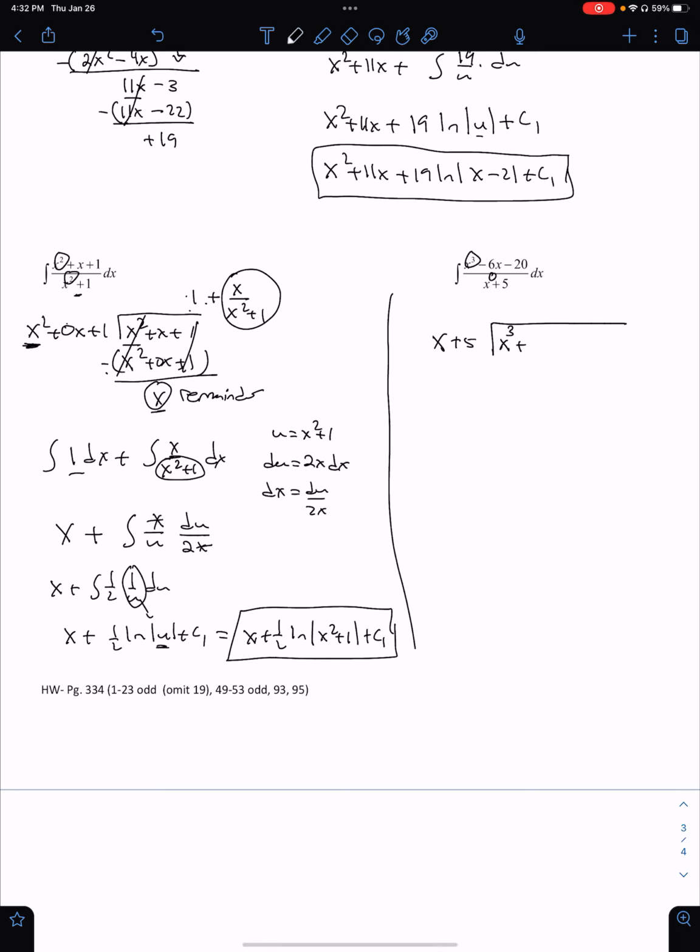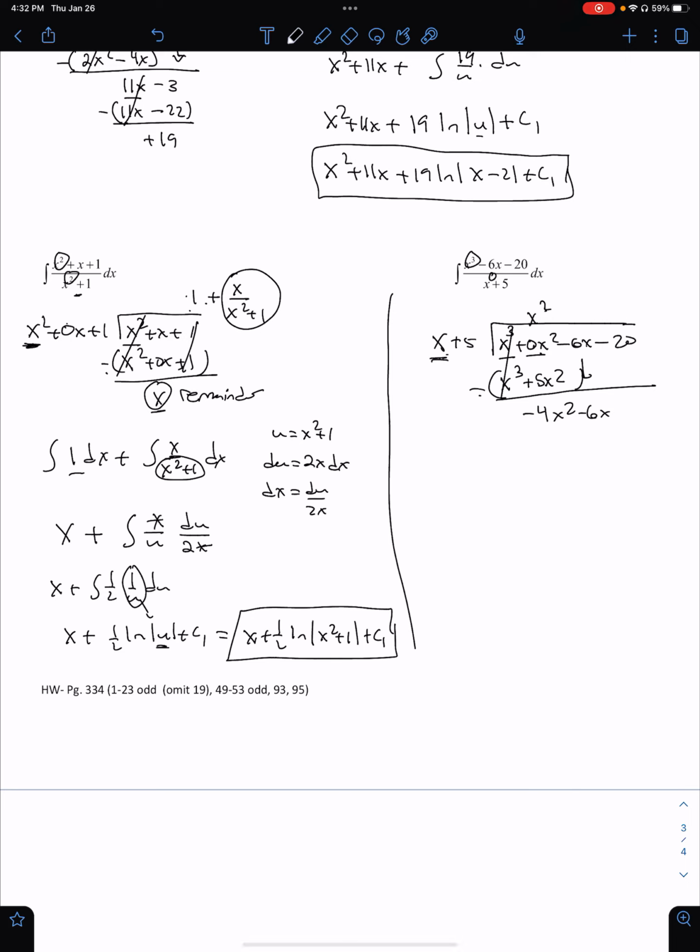x cubed plus 0x squared. I gotta get every term of power there. Minus 6x minus 20. Quite simply. x goes into x cubed how many times? x squared times. Line it up. x squared. Multiply. x cubed plus 5x squared. And I'm going to subtract. x cubes cancel. 0 minus 5, negative 4x squared. Bring down that minus 6x.